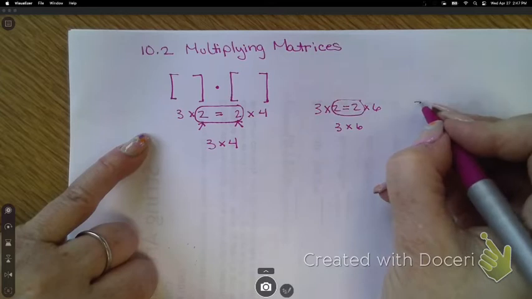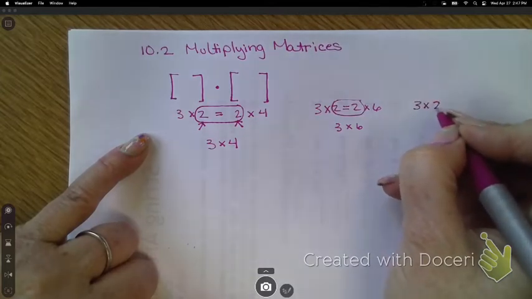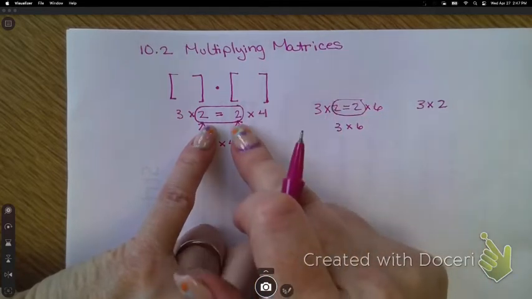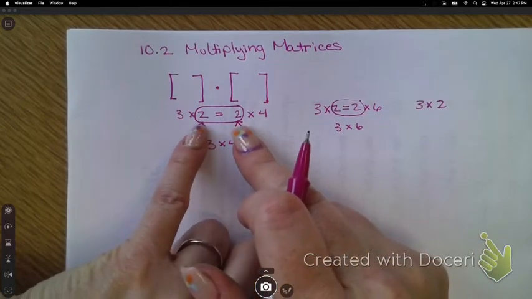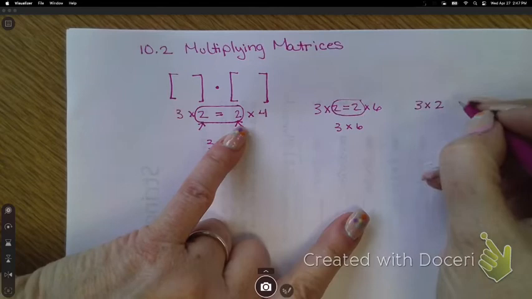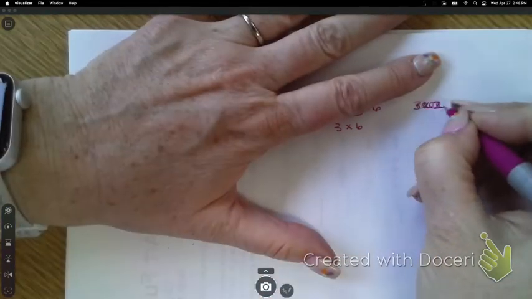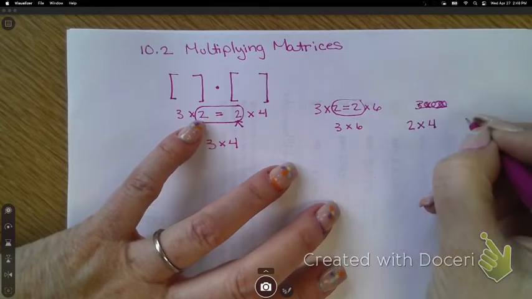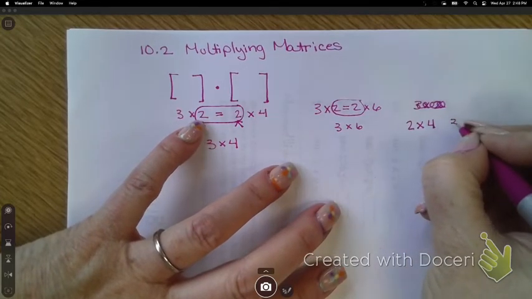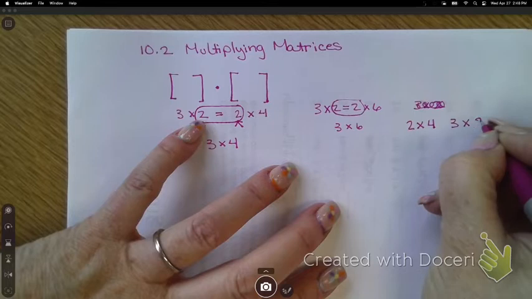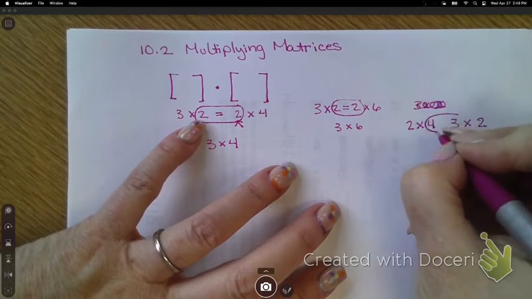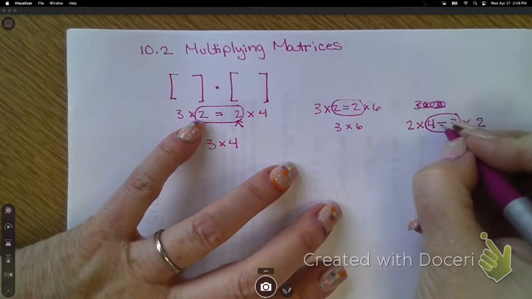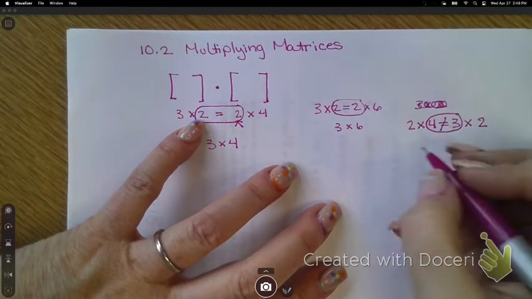If they don't equal, actually, I'm going to reverse these and see if it's commutative. How about that? I have a 3 by 2, and I want to do that differently. Sorry. I'm going to do 2 by 4, and see if it's commutative, times a 3 by 2. So I would circle these two. Are they equal or not equal? No, not equal. So the product is undefined.